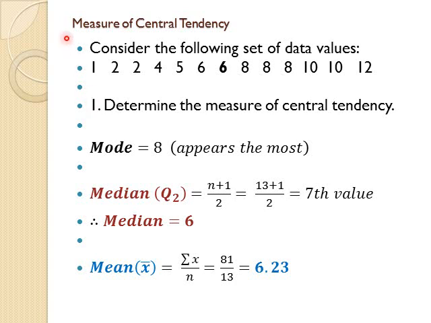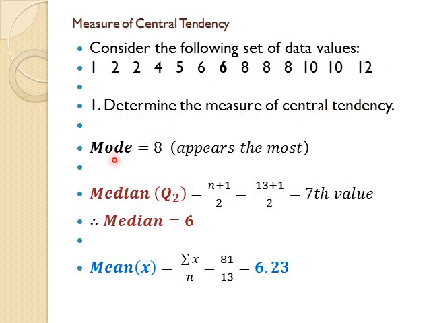Right? Now next problem. Again, we're starting with measures of central tendency. Consider the following set of data values. So now I have 2, 4, 6, 8, 10, 12, 13. So in the first problem we had an even set. In this problem we have an odd set of numbers. Right, so determine measures of central tendency.